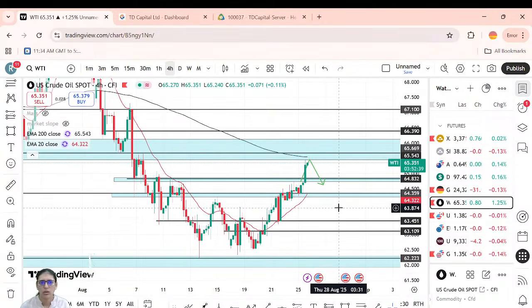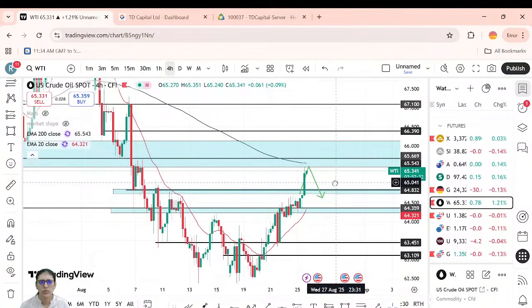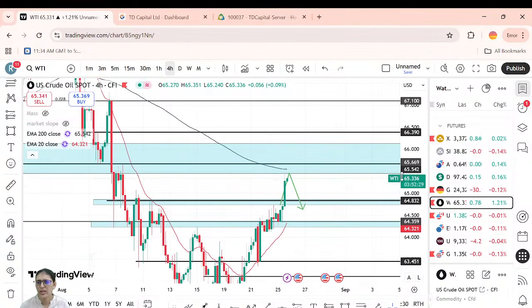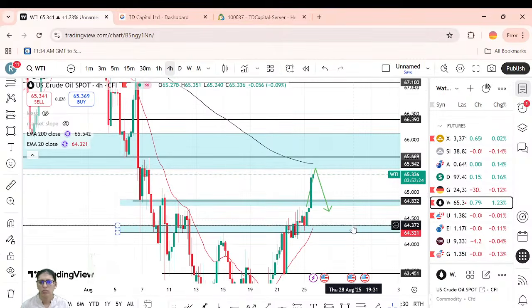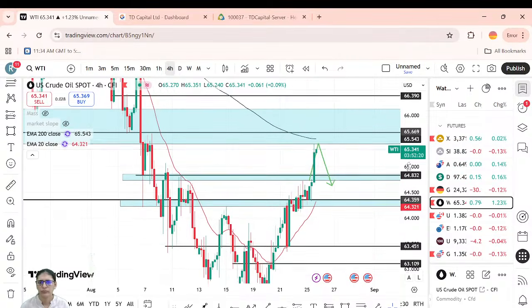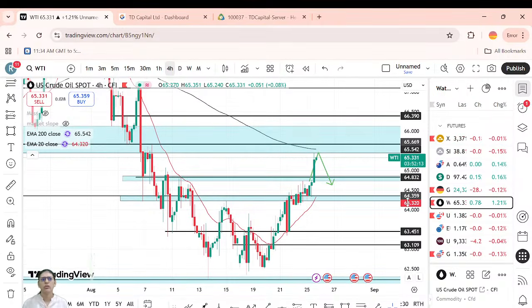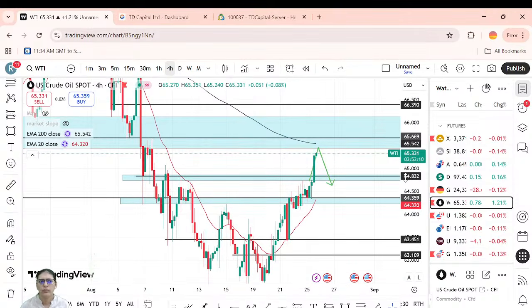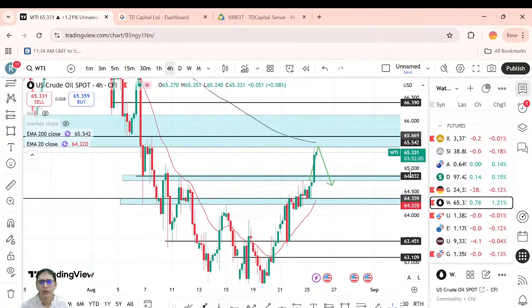Also check what DXY is doing at that time. If DXY is going up, oil should move down. Check what the Canadian dollar is doing. Check what the Australian dollar is doing. For WTI, check what the Canadian dollar is doing, as it is an oil producer.